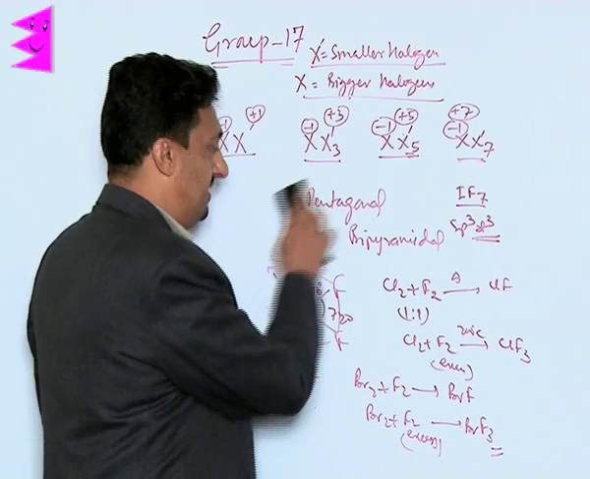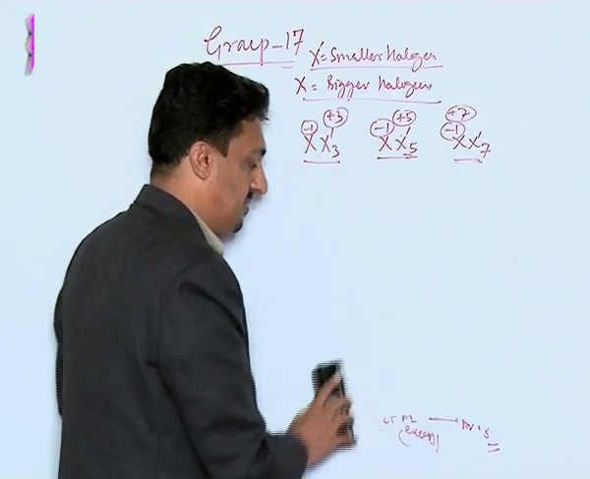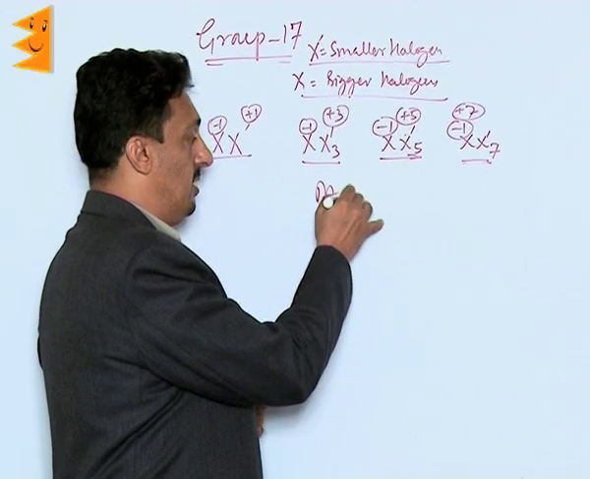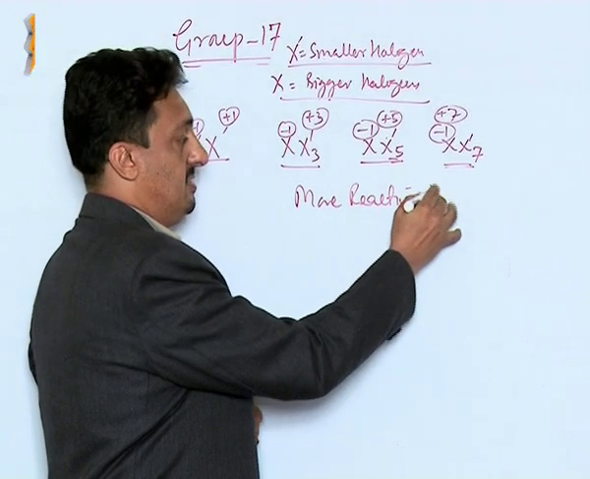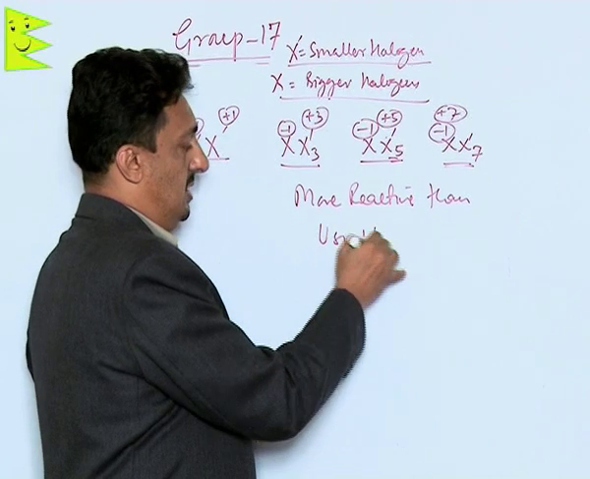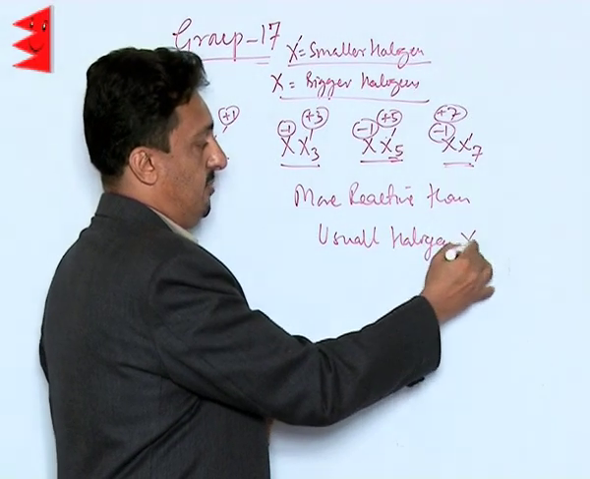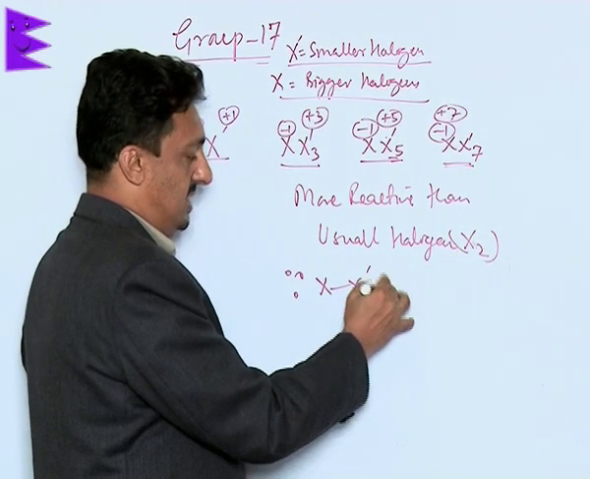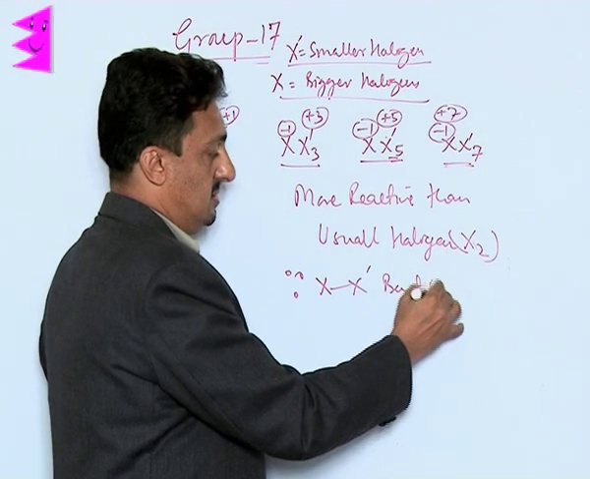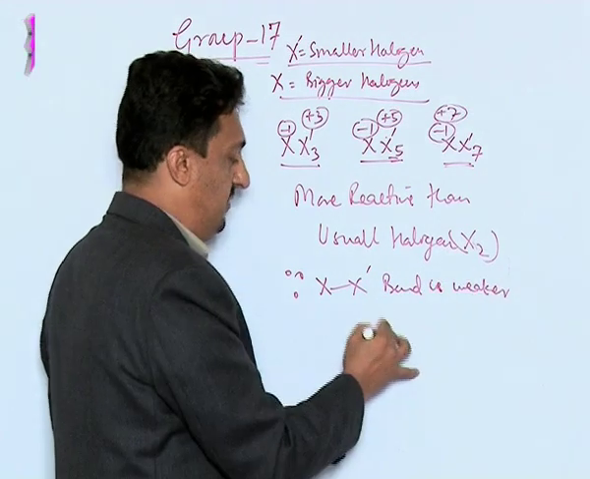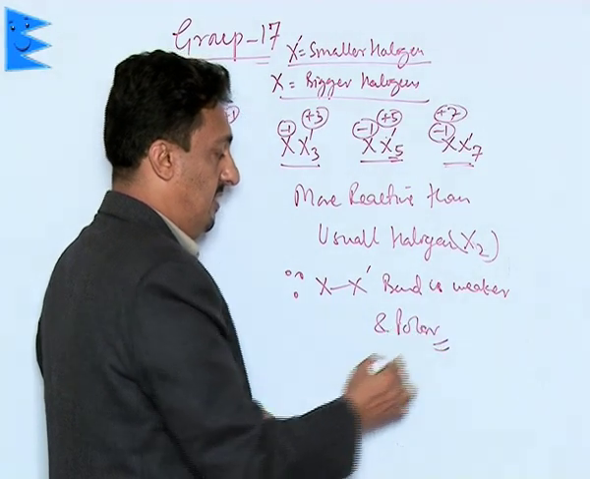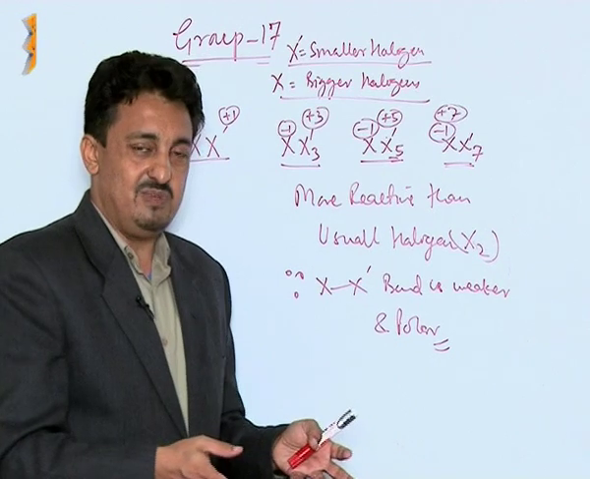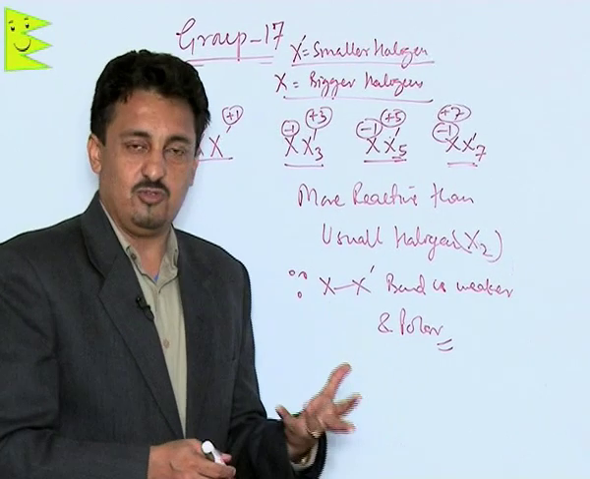What you need to know at the end is that for these interhalogen compounds, I have given you the states and the colors of these compounds. These interhalogen compounds are more reactive than usual halogens, like X2. The reason is that the XX' bond is weaker and polar. That's why they are more reactive. They easily break down into different halogen species, and that's why they are more reactive than the normal usual halogen compounds.